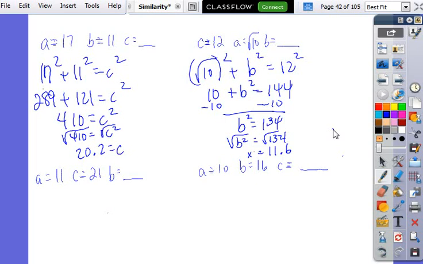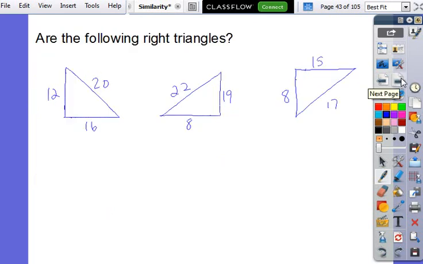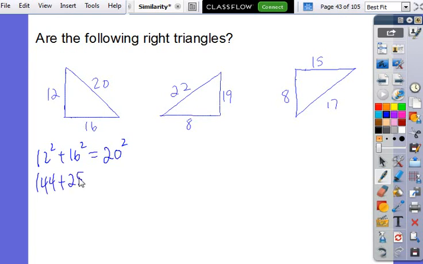All right, we're running short on time. Let me get to these. If it says, are the following right triangles? Go ahead and solve and see if they're equal. Plug them into a squared plus b squared equals c squared and see if you get the same number on both sides. Which one is obviously my c right here? 20. So that's got to be by itself. The 12 and the 16 don't matter where they go. That'll be 144 plus 256 equals 400. If you work it out and you get the same number on both sides, that's a yes.